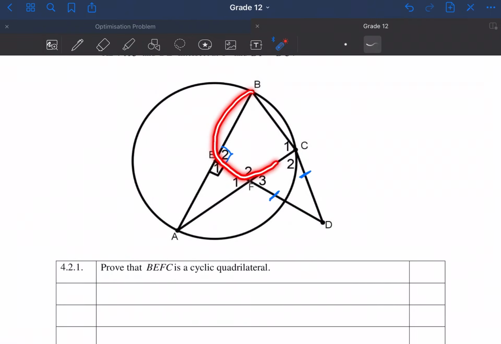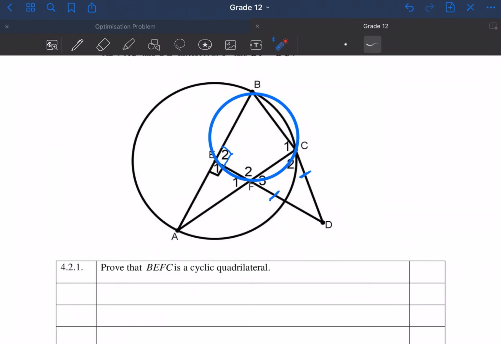So basically, let's draw a circle around this. Let's make it actually bigger. Make it a circle. To prove that this figure, which is a polygon, is a cyclic quadrilateral, you need to prove it.